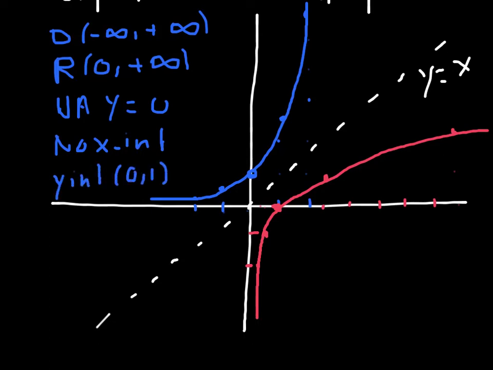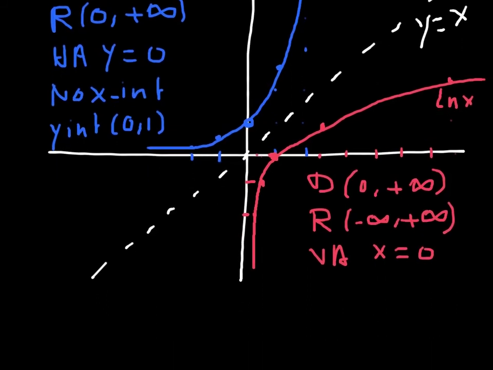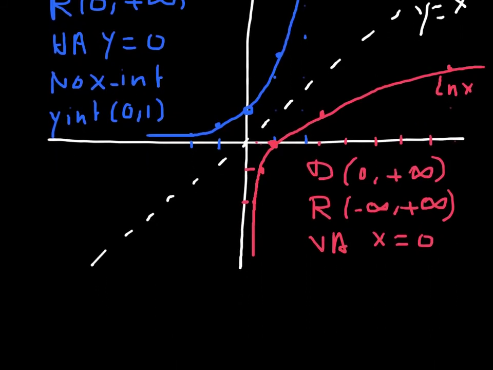Now for the log function, this is the ln x. We have a domain that was a range over there, and everything is going to be flipped. The range here will be negative infinity to positive infinity. Here we have a vertical asymptote at x equal to 0. And then a couple more things, the x-intercept and the y-intercept. Here we have an x-intercept at 1, 0, and we have no y-intercept.